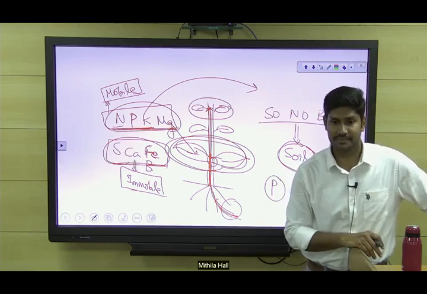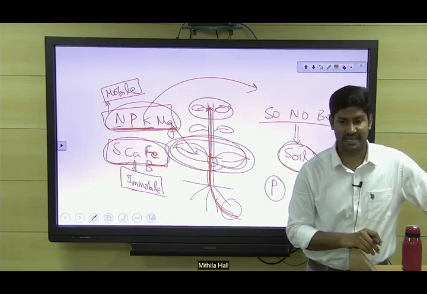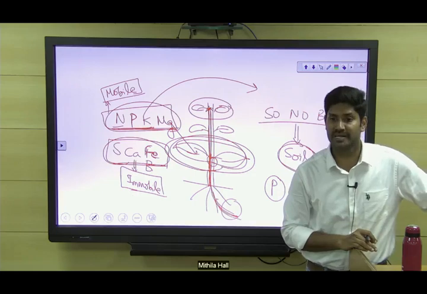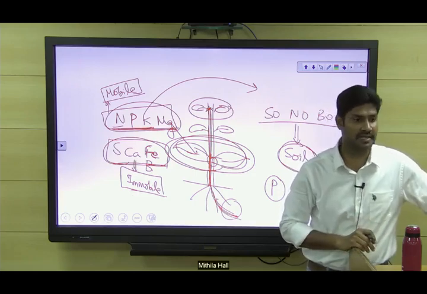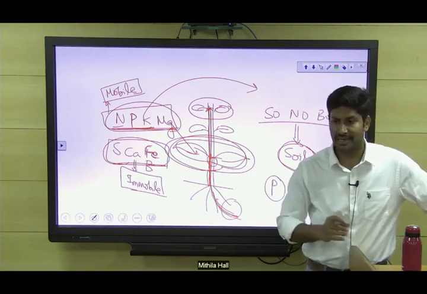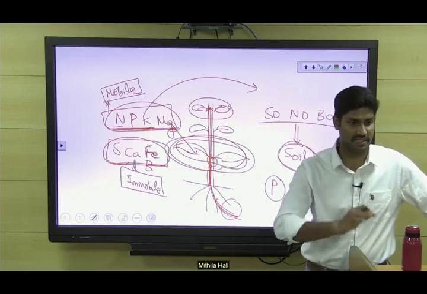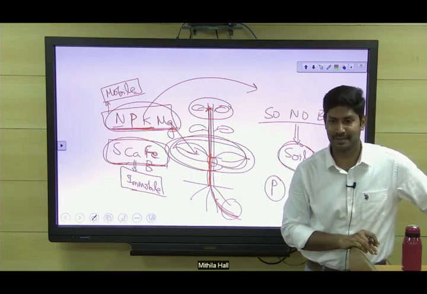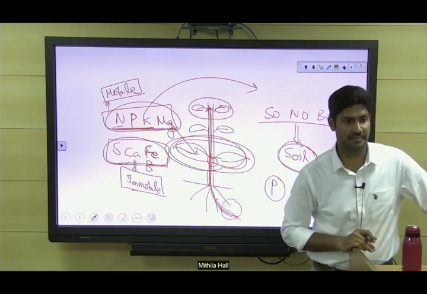Why? There is a logic. Why we cannot apply nitrate form of fertilizer for the rice plant? Nitrate form of fertilizer means ammonium nitrate, sodium nitrate, calcium nitrate. These are the various nitrate form of nitrogen fertilizers. Usually we don't apply this fertilizer for the rice plant. We should not apply, because that leads to inefficiency of fertilizer, that leads to wastage of fertilizer.